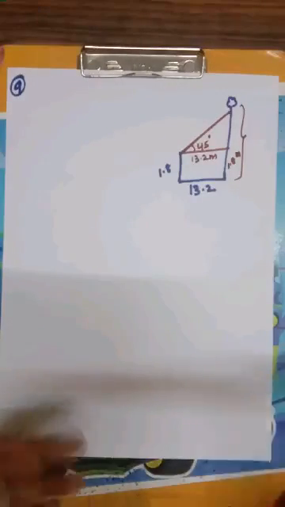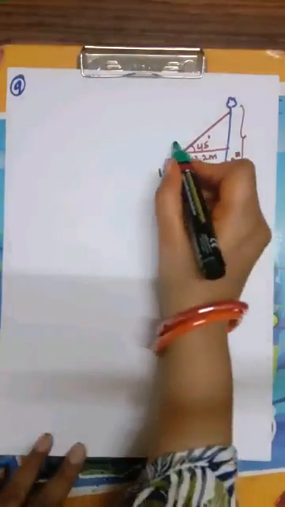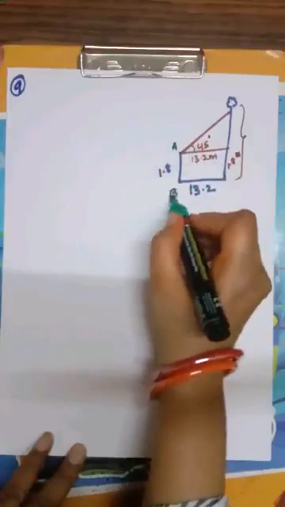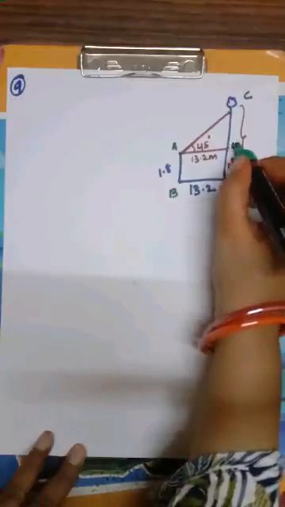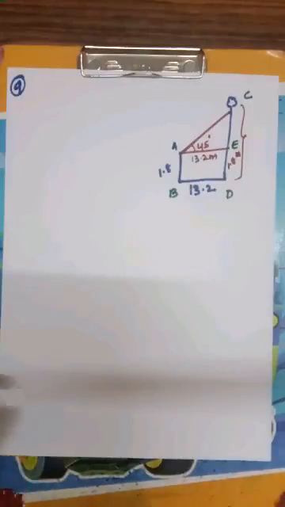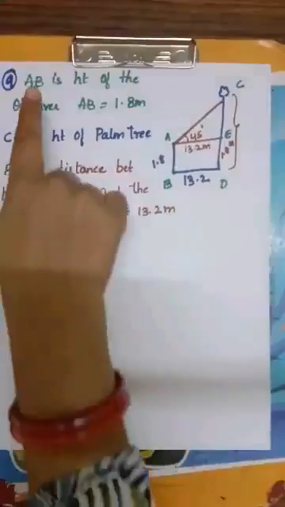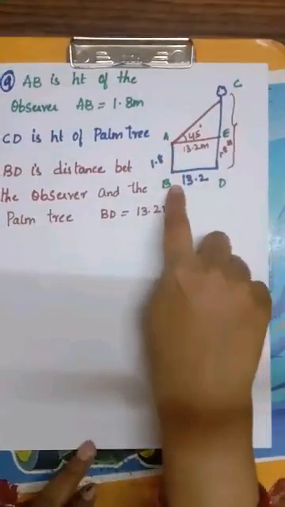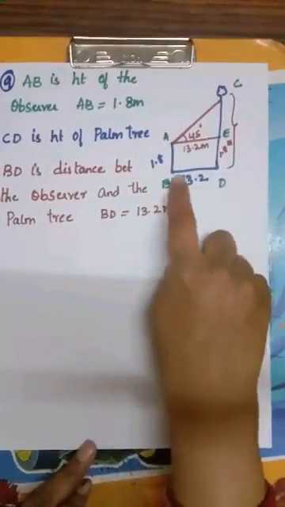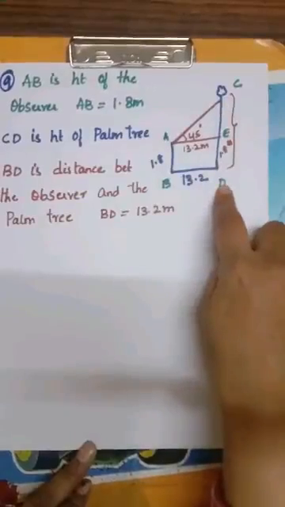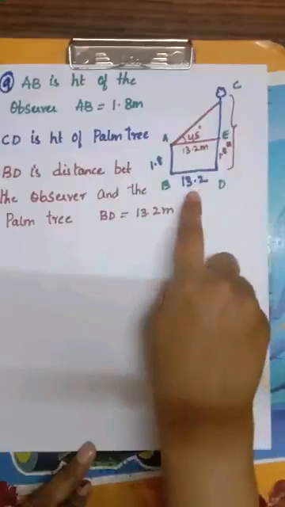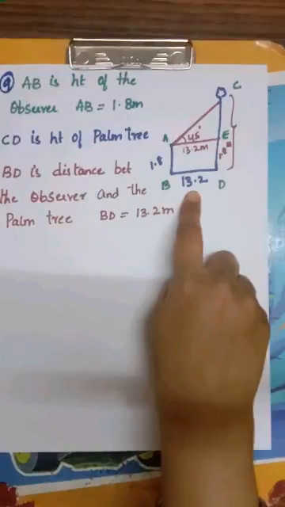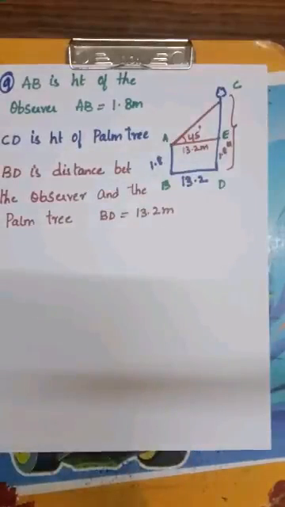Now let's label the figure. A, B, C, D, E. Let's write about the figure. AB is the height of the observer, that is 1.8 meters. CD is the height of the palm tree, which I have to find. BD is the distance between the observer and the palm tree, that is 13.2 meters. हमको क्या फाइंड करना है मैं?